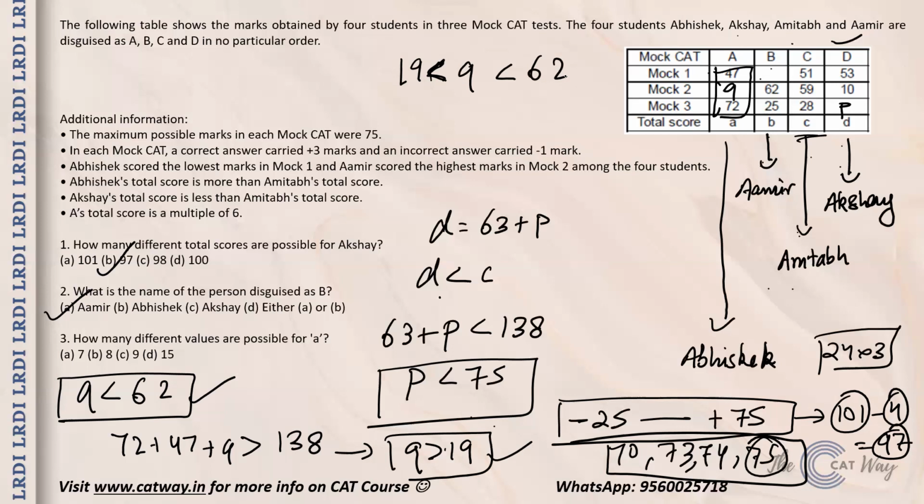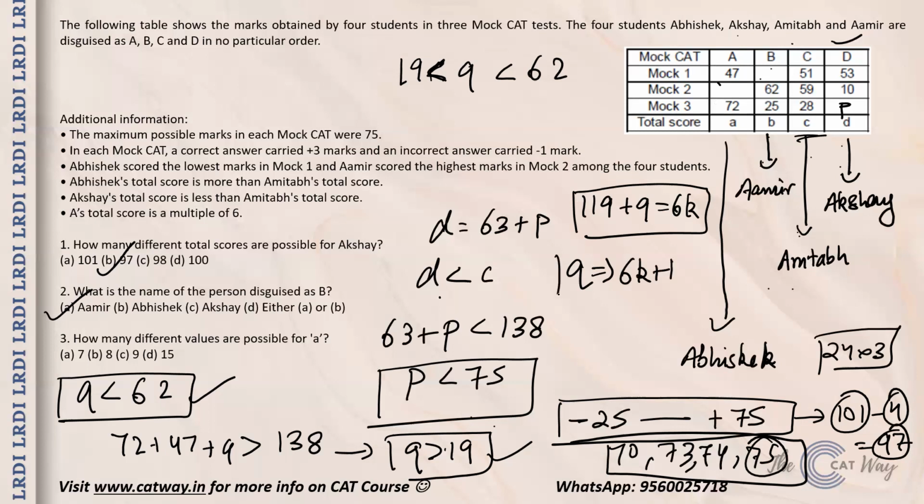Now, because Abhishek's total score is a multiple of 6, that means this 119 plus Q has to be a multiple of 6, right? From here, what you can say is that Q is basically equal to 6K plus 1. So Q always has to be of the form 6K plus 1.